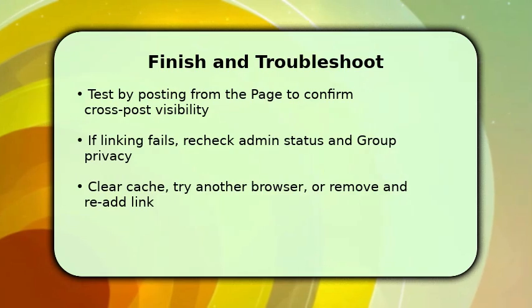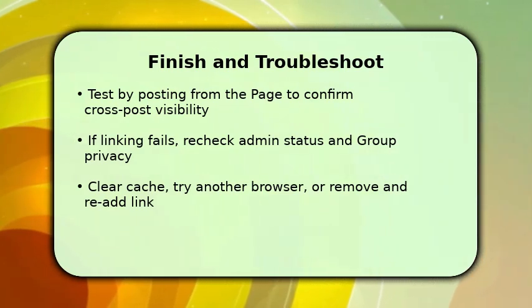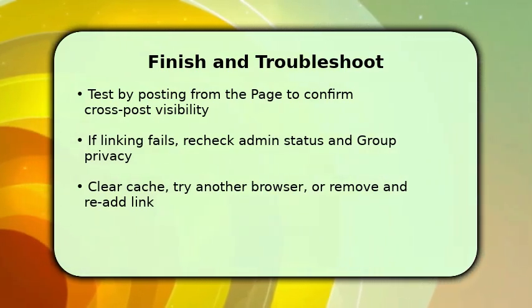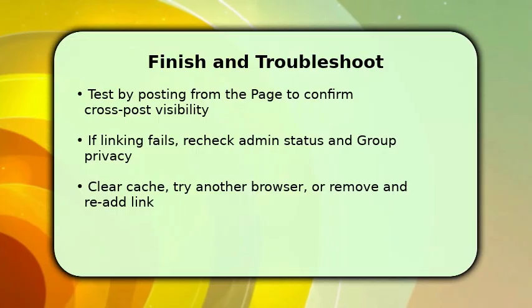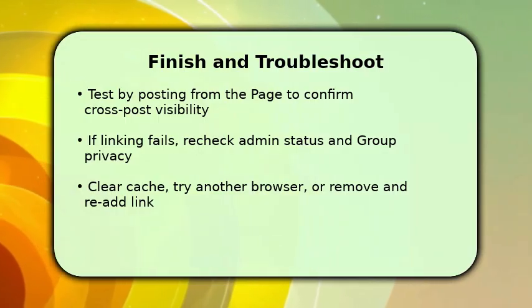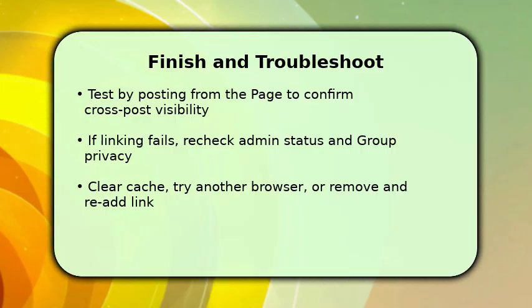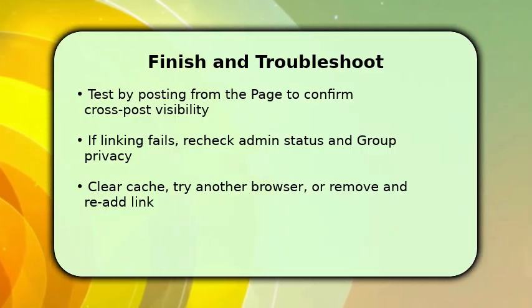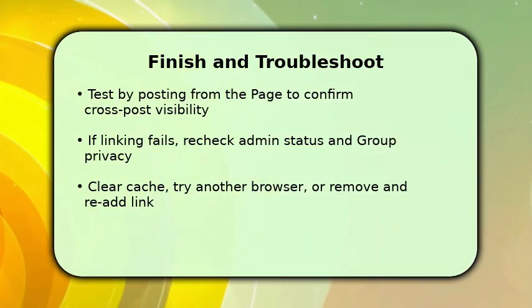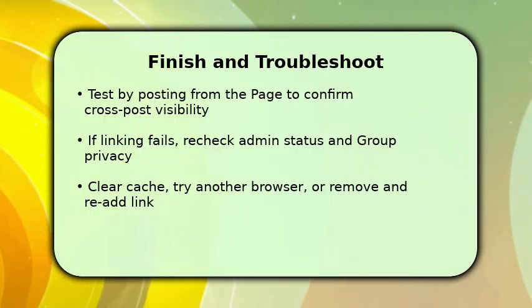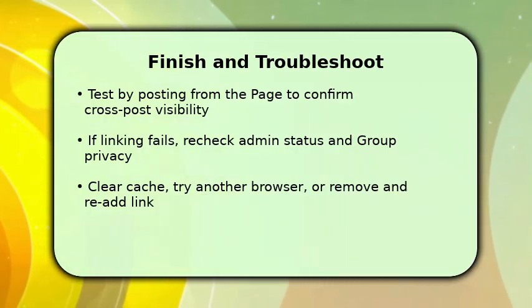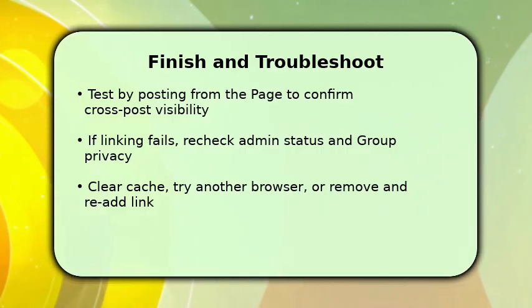To finish, perform a live test. Create a post on the page and choose to share to the linked group, then confirm visibility and comment permissions. If the post doesn't appear, make sure you remain an admin on both entities and that the group's privacy allows page linking. When problems persist, clear browser cache, try another browser or device, or remove and re-add the link.